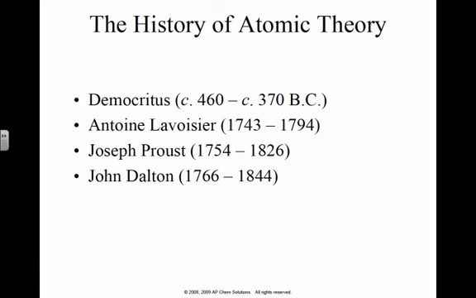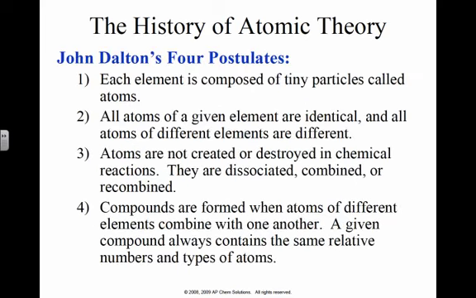Dalton kind of stole all three of those guys' concepts and threw it together into what we now call the atomic theory. He said that each element is composed of tiny little particles called atoms. He stole that from Democritus. He said that all atoms of a given element are identical and atoms of different elements are different, which is not necessarily true because isotopes are atoms of the same element, and they're not necessarily identical. They have different masses because they have different numbers of neutrons.